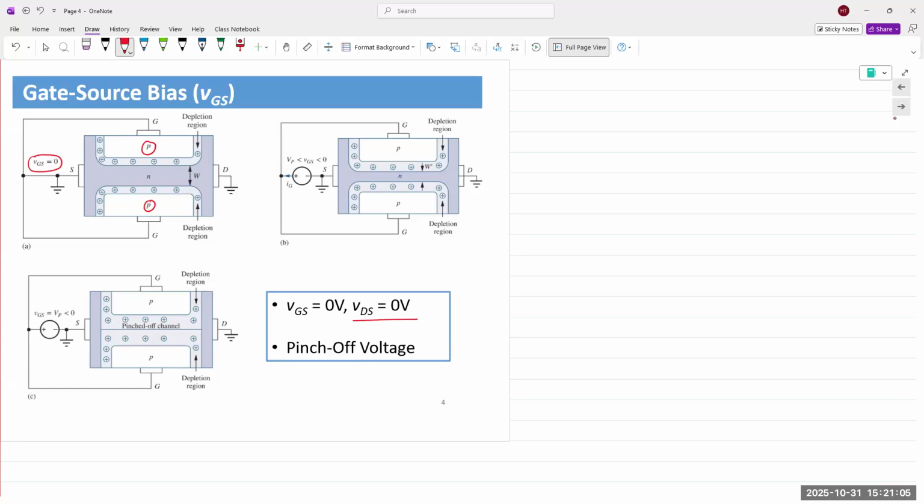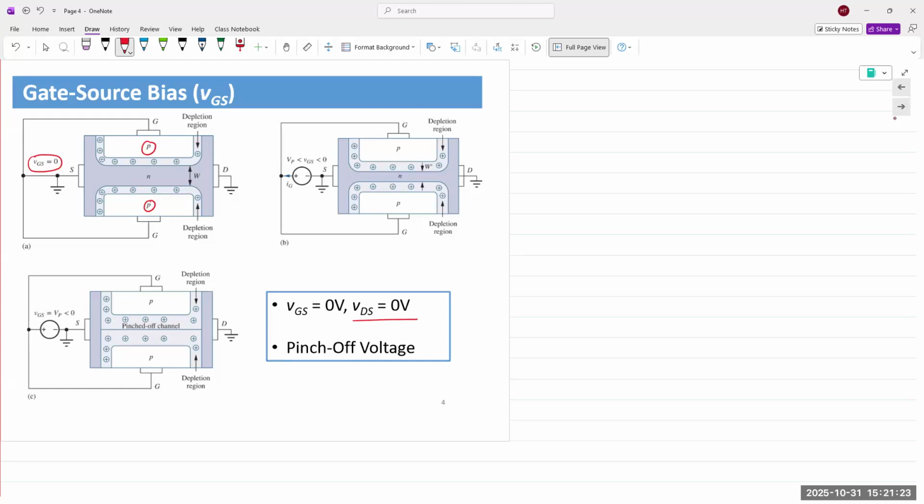So when VGS is equal to 0, this is the biasing state when it comes from the factory, right? No external energy source. So channel width is basically designed from the factory. When you pick it up off the shelf, that's what it is.